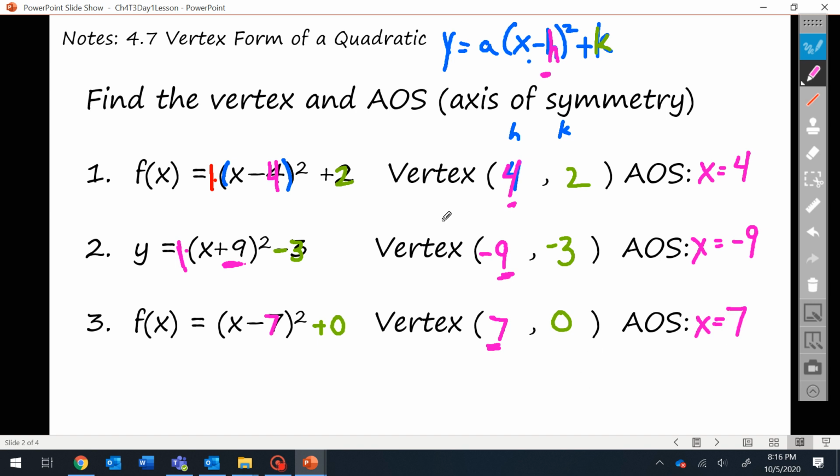So vertex form is very useful because it just gives you the vertex. And keep in mind, the x-coordinate of the vertex is going to be the opposite number that you see. So if you see minus 4, it's a positive 4. If you see plus 9, it's a negative 9. If you see minus 7, it's a positive 7.